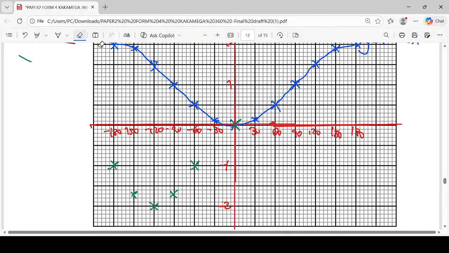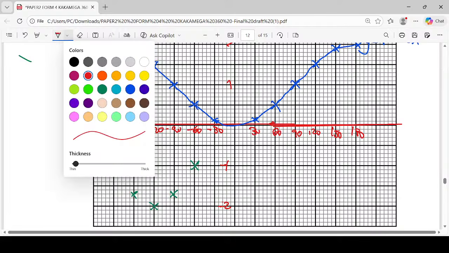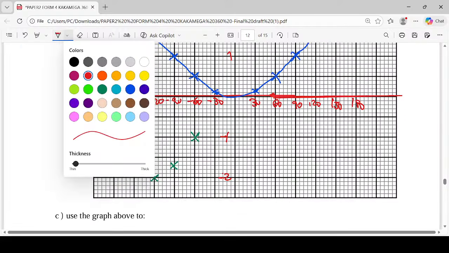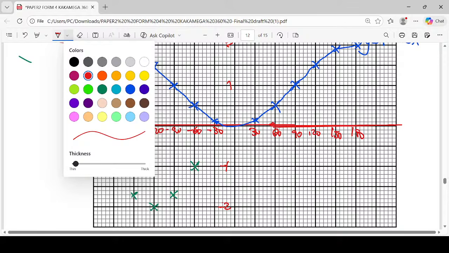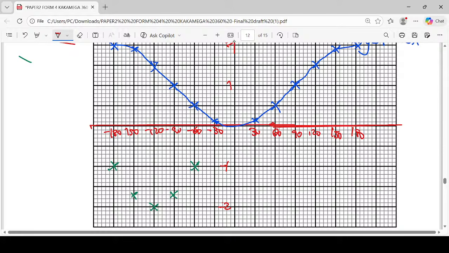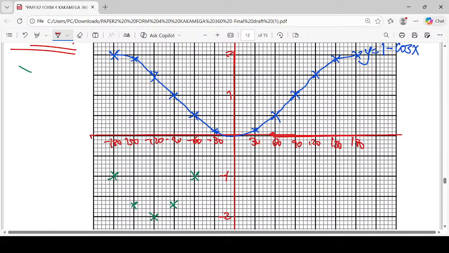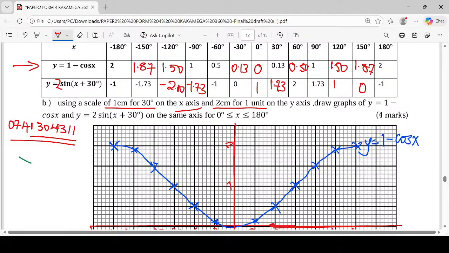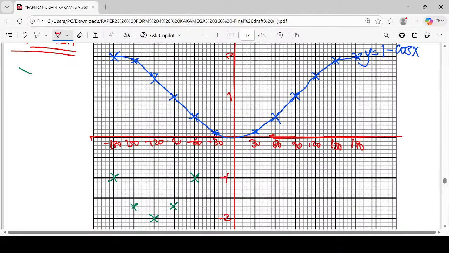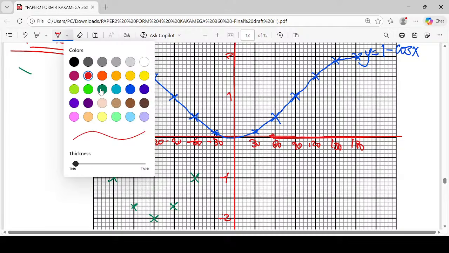This one I've drawn it wrong. I've even ended up erasing my line. Let me just redraw that line. That one will not cost a lot. I had reached negative 30. It is at 0. Negative 30, 0. It's here. I'm using a green pen.